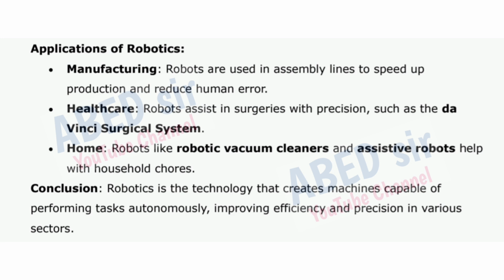Applications of robotics. Manufacturing: robots are used in assembly lines to speed up production and reduce human error. Healthcare: robots assist in surgeries with precision, such as the Da Vinci surgical system. Home: robots like robotic vacuum cleaners and assistive robots help with household chores. Conclusion: robotics is the technology that creates machines capable of performing tasks autonomously, improving efficiency and precision in various sectors.